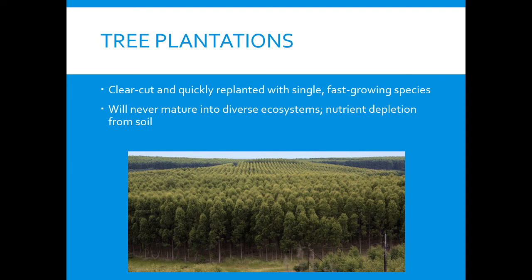Now, one thing that's being done is tree plantations are being planted, and tree plantations are in place to be clear cut and then replanted. They're usually fast-growing species. They're the same species. They'll never mature into a diverse ecosystem because they'll be removed. And because they're all the same species, they're all using the same nutrients, which is going to deplete the nutrients from that soil. So over time, that soil is going to become very, very, very poor.